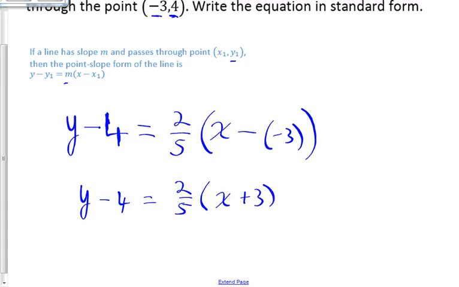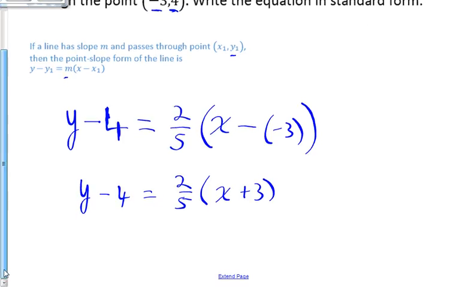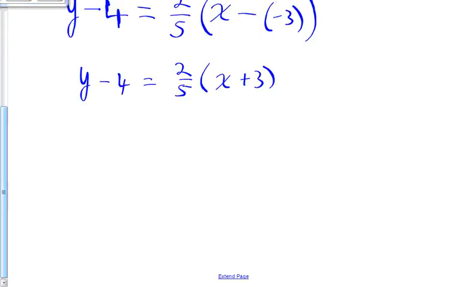Now here's the thing. This little theorem here says that this is the point slope form of the line. What they want me to do is write the equation in standard form. So I need to have this in standard form. I already have the equation that I need. I just need to write this equation in standard form.